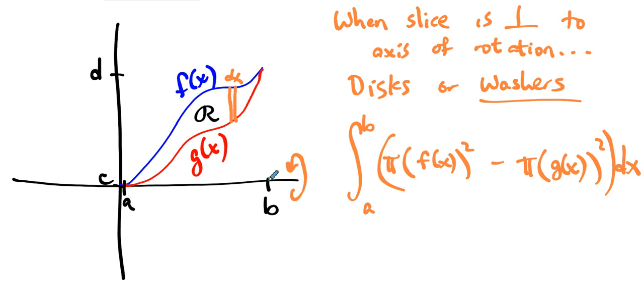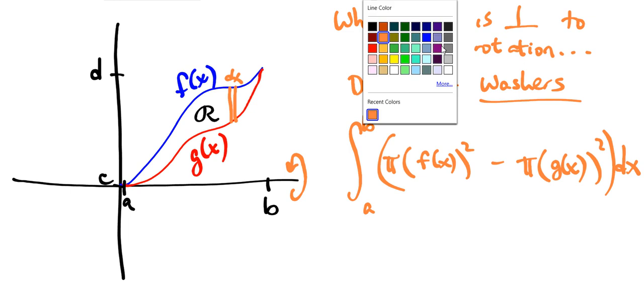For every horizontal axis of rotation, the x-axis, y equals d, y equals -4, all of those, a vertical slice leads to washers. The radii will change depending on whether the axis is here or the axis is here or the axis is here. The radii will change, but the basic process will not.